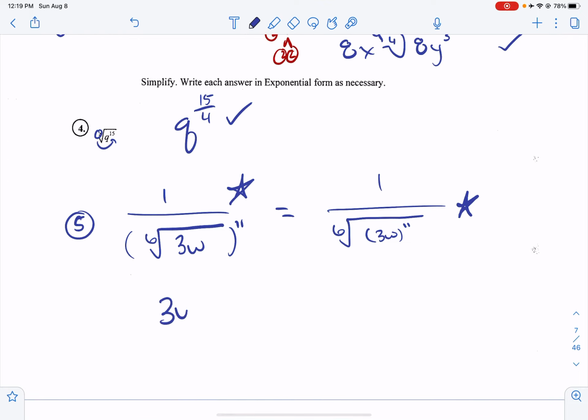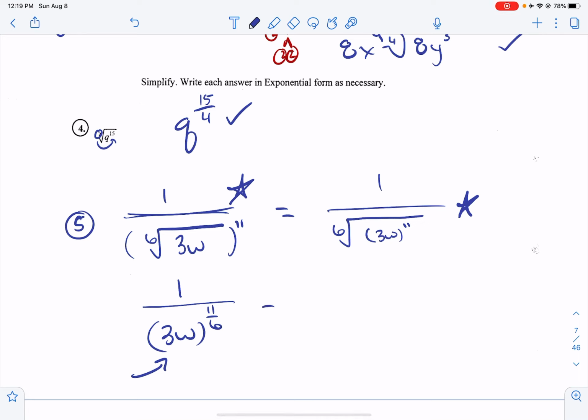So I still have my 3w, but I have an 11 on the top, and that 6 comes to the bottom. Oh, but, whoops, Mr. Reed, that's on the bottom of a fraction. So I have 1 over 3w raised to the 11 over 6, right? I would be okay with that answer because I like positive exponents, but typically when you're putting answers in, a lot of times it doesn't want this exponent on the bottom.